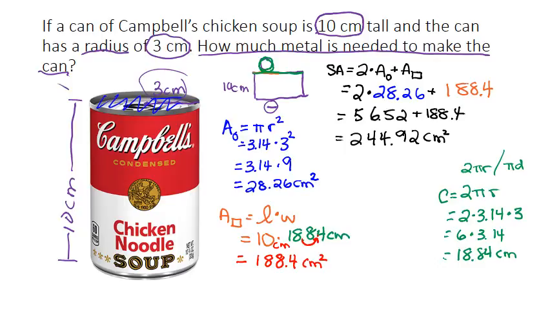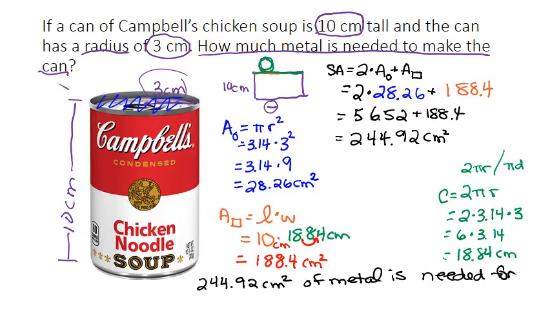Now let's answer the question in words. It said, how much metal is needed to make the can? 244.92 centimeters squared of metal is needed for the can.